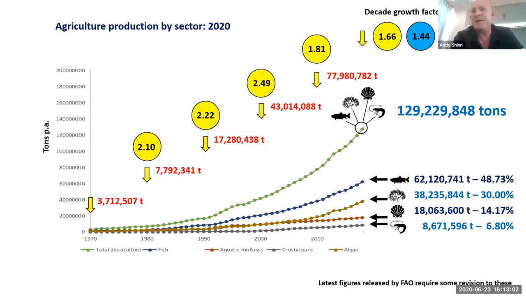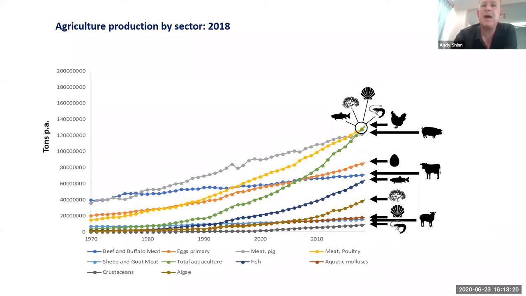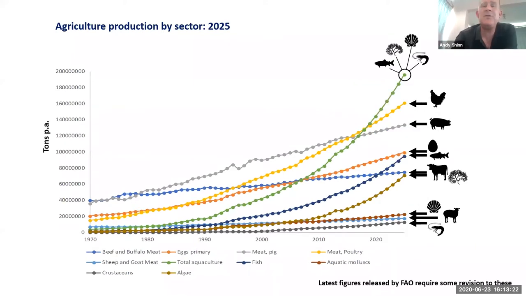But of course, we need some very careful interpretation of some of these figures. So again, here we have our aquaculture production. But if we start to put on some of the other industries, say things like chickens, pigs, egg production, cattle, lamb, or sheep. And then if we forward those to 2025, if we look forward to see what's happening in the next 25 years, then if we believe the figures, it would suggest that aquaculture production is going to take over some of these other mainland agricultural industries.